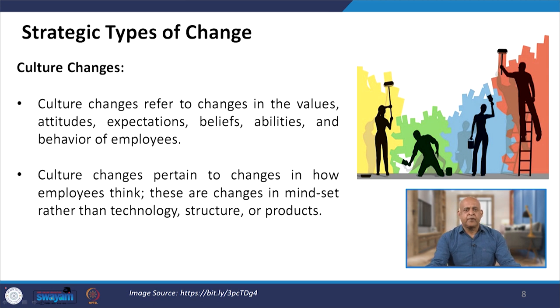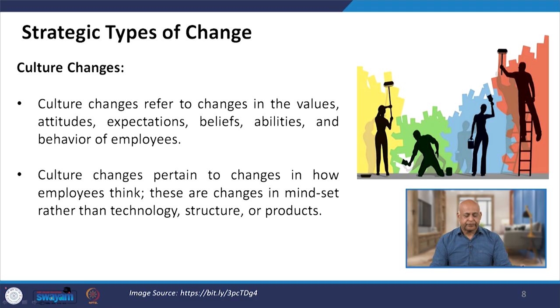The second belief is that my employees are competent, the abilities of my employees, and anybody can say yes, they are competent. When organizations develop their competency, they are sure that this culture change will be easily adoptable. And then the behavior of employees, because the surrounding environment is changing, the relationships are changing, the bosses are changing. So there will also be a behavioral aspect, and those organizations which have these positive behavioral aspects will grow after the change. Culture change pertains to changes in how employees think.